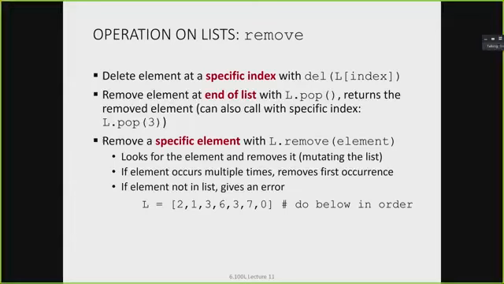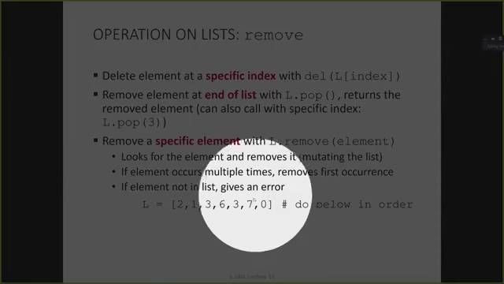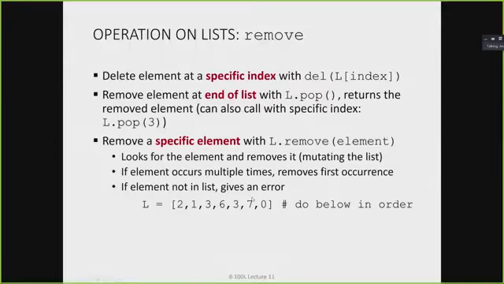So let's look at this example here. I've got this list of 7 elements within it. Let's do a few of these operations all in a row. Each one of these operations will mutate my list, so the operation right after it will work on the mutated list.